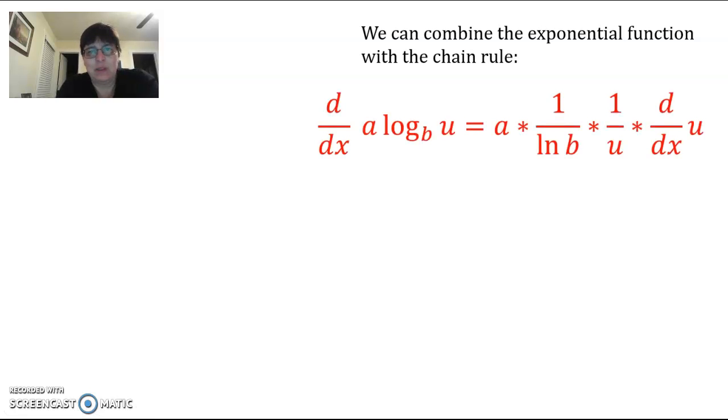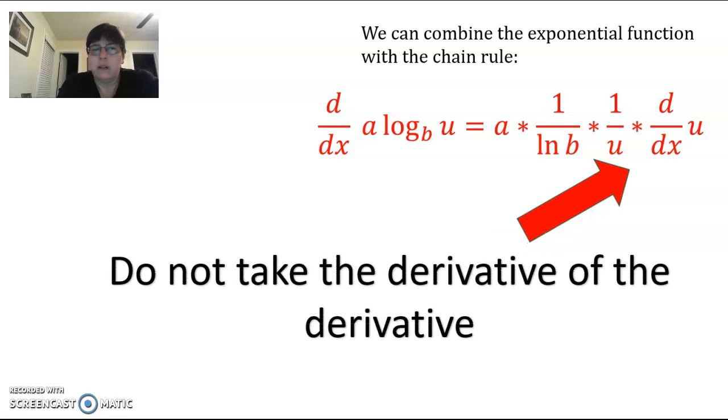Alright, so let's use it with the chain rule. So a times the log base b of a function is a, the constant, times 1 over the natural log of b times 1 over the function times the derivative of the function. Now this is where a lot of students have gotten into trouble before because they didn't know when to stop. They said, oh, I still have a function, I need to keep taking the derivative. No. You have your 1 over your function times the derivative of that function, stop.